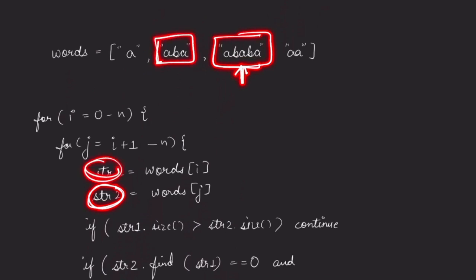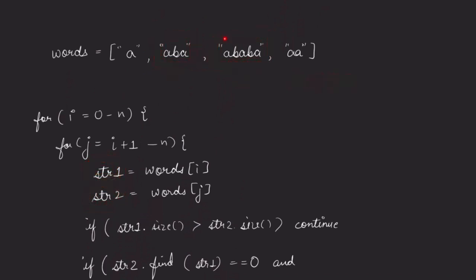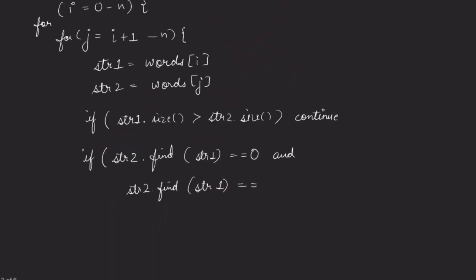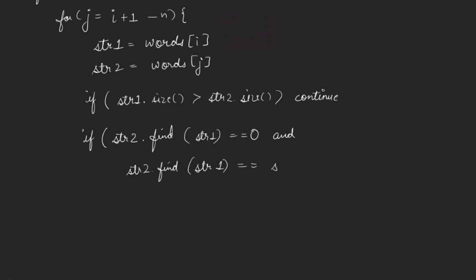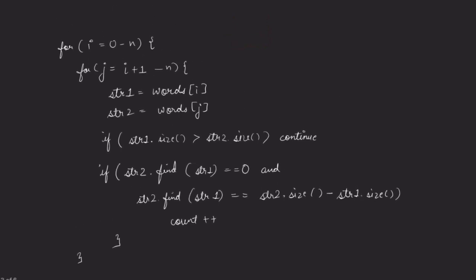So from this, its length is 5, right? If I deduct this length, it will give me 2. And if you see 0, 1, 2, this will be the index, right? So here we can put a condition that if this is equal to str2 dot size minus str1 dot size, then this will tell us that yes, it is present both as a prefix and a suffix. Then we can count it. We can take some variable count and count it, right? And at the end, we can return this count.